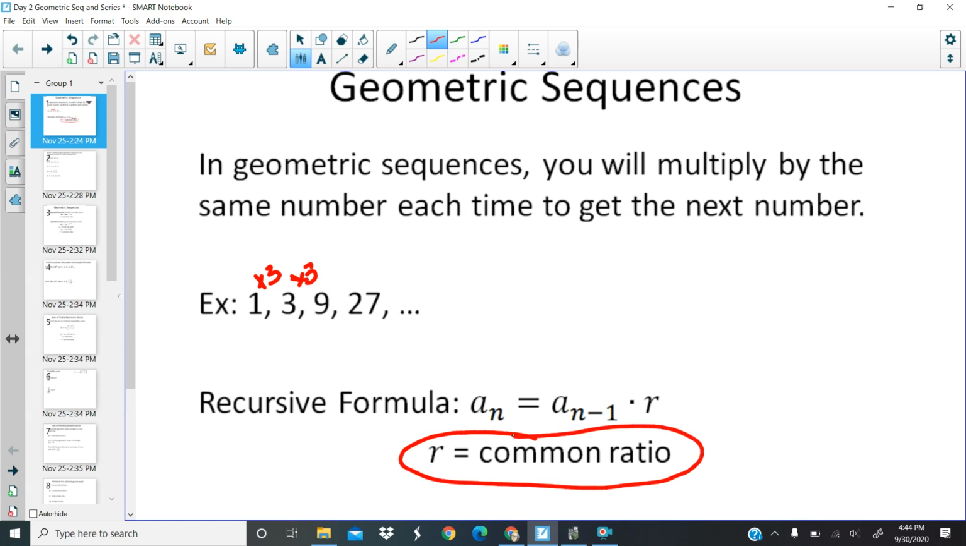So the recursive formula, which you should pause and write down, is basically saying that the current term, or the term you're looking for, is going to be equal to the previous term times that common ratio. So pause here and get all of this down and then move on to the next part.